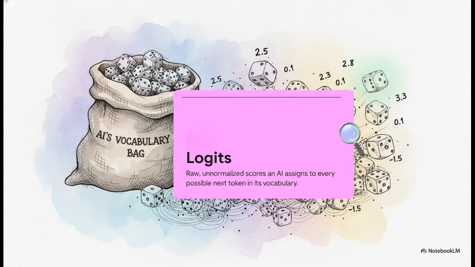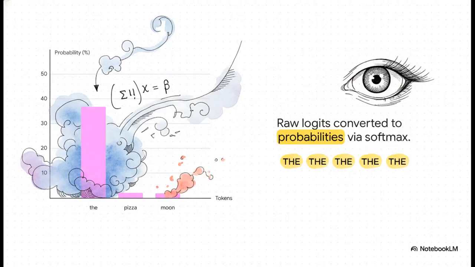Let's make this concrete. If your prompt is, the sky is, the AI's die for the word blue is heavily weighted, earning a massive raw logit score of, say, 2.5. Meanwhile, the die for the word pineapple gets a massive negative score, because, well, those words rarely go together. But at this stage, these are just raw, messy, abstract numbers. They aren't probabilities. That's when a mathematical formula called softmax takes over to convert those raw, messy scores into a clean probability distribution that perfectly adds up to 100%.